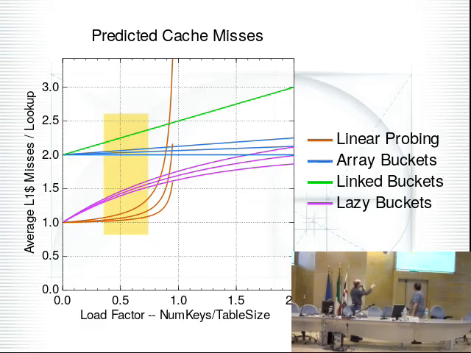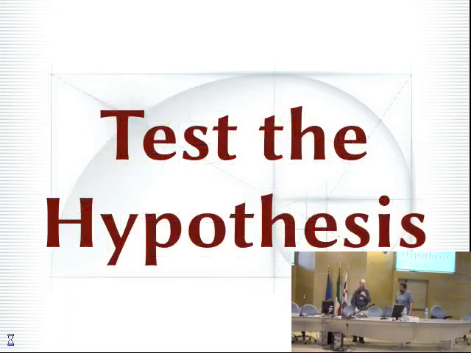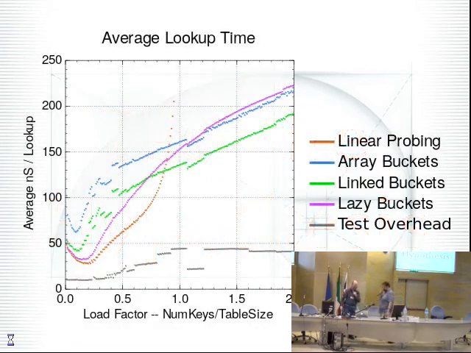And you can kind of see why, because they're using linear probing, and linear probing starts to really take off right around that point. And you want the times down here where your number of cache line misses is fairly low. But this is all the model. This is all based on the hypothesis that cache line misses matter. So it's time to test the hypothesis. And see, that was not the truth you were looking for.